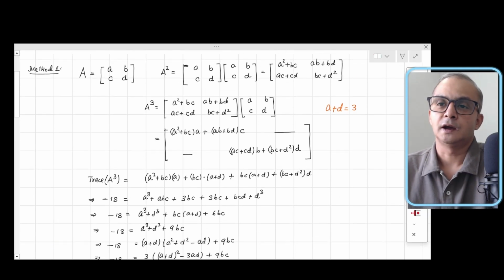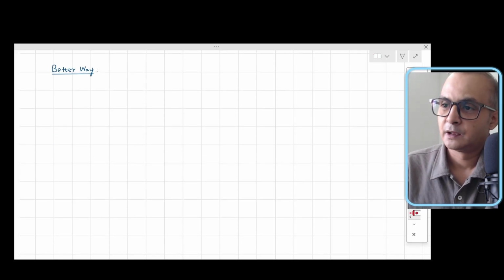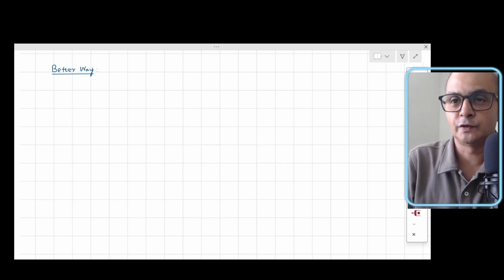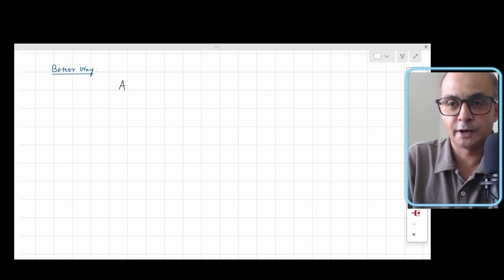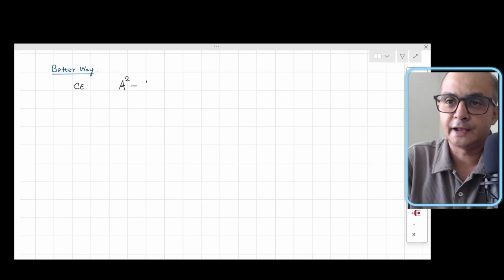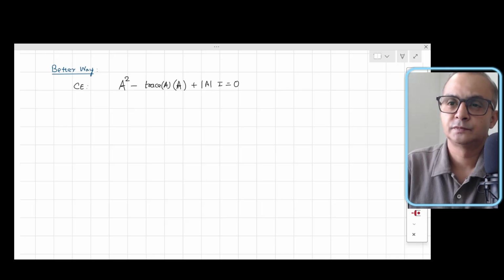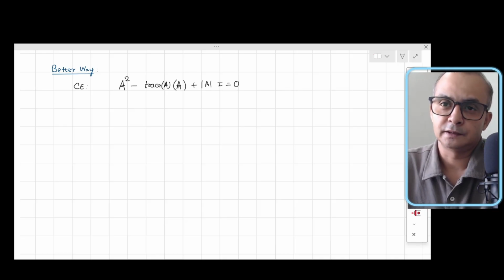This is the usual way to solve it. But what can we do better? Let's try to understand. The idea is the eigenvalue. We know that if I have a 2 by 2 order matrix, the characteristic equation is A square minus trace of A times A plus determinant of A times I is equal to 0. So this is our characteristic equation.